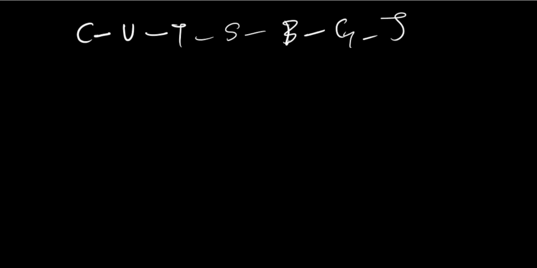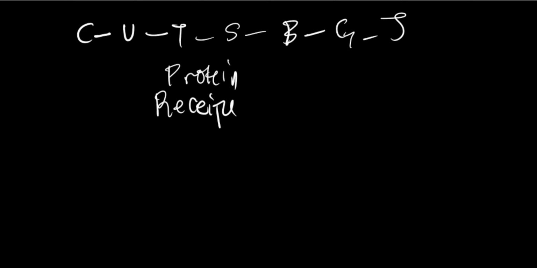Now, after attaching C, you attach U. After attaching U, attach T, then attach S, then attach B, attach G, and attach J. It's kind of like a recipe. Okay, it's a protein recipe. It gives the instruction for how they should be attached.